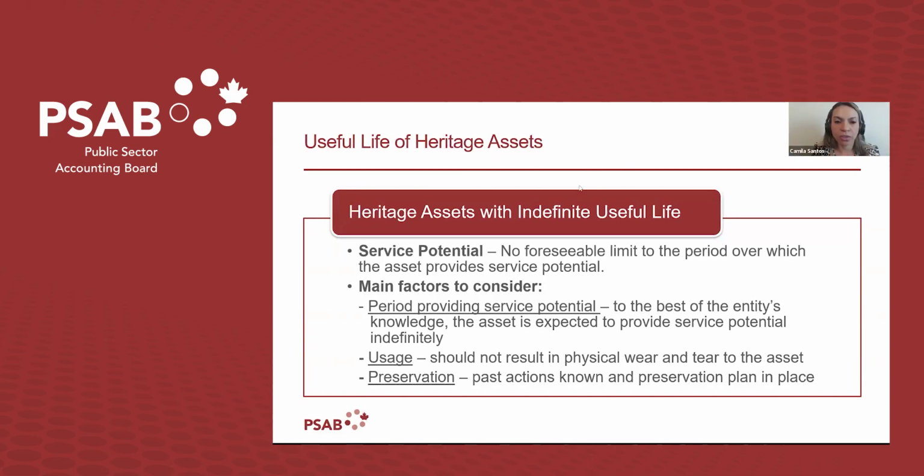The first factor entities should assess is the service potential. Basically, the entity should be able to demonstrate that an asset is expected to provide value indefinitely. The second factor is usage impact. Even if it's used, the asset shouldn't degrade because of that usage. The third factor is preservation. What are the past and future actions to protect the asset? It's important to note that entities apply judgment to estimate the useful life of these assets and will need to adjust if circumstances change.